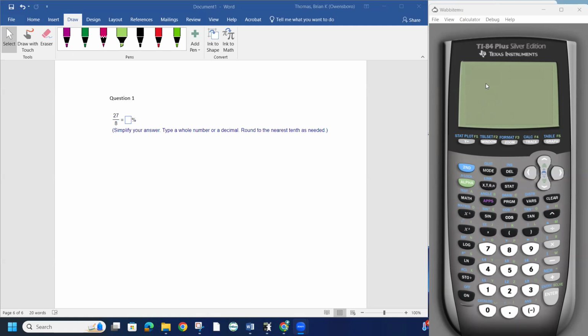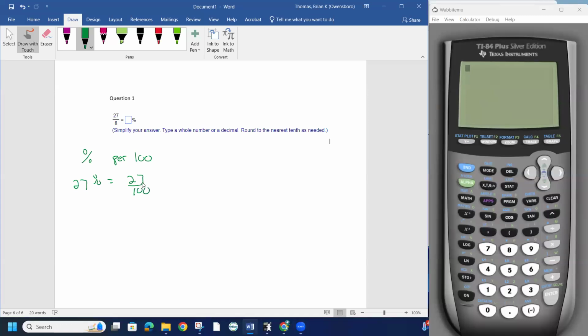So looking at the percent questions here, we have a fraction and we want to change a fraction into a percent. Now remember, percent kind of means per 100. So percent means per 100. So if I have, say, 27%, that means 27 out of 100.